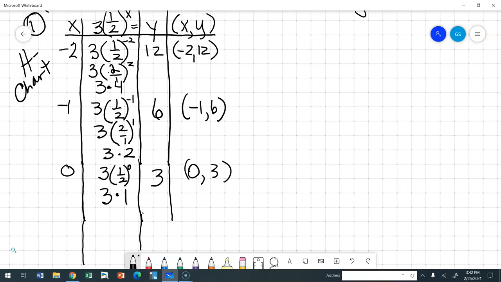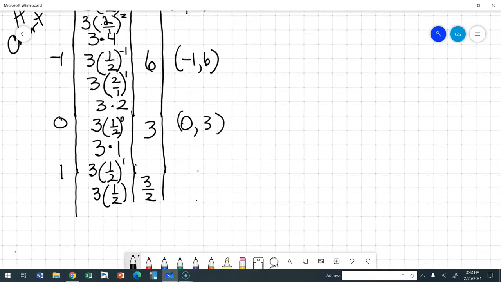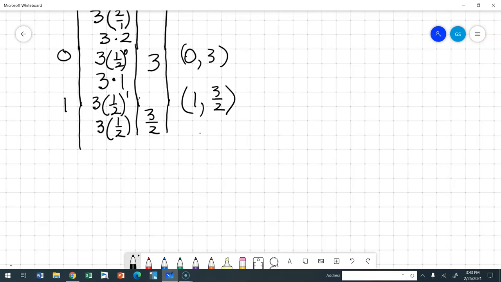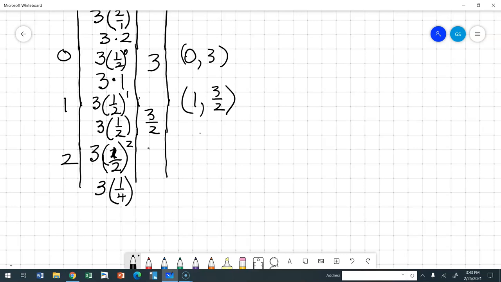Let's go ahead and substitute in 1. 3 times 1/2 to the first power would be just 3 times 1/2, which would be 3/2. So my ordered pair is 1, 3/2. And the last value for our domain, our x that we're going to substitute in, is a 2. So we have 3 times 1/2 raised to the second power, which would be 3 times 1 over 4, or 3/4. So the ordered pair is 2, 3/4. And now we can take those ordered pairs and put them on a coordinate plane.